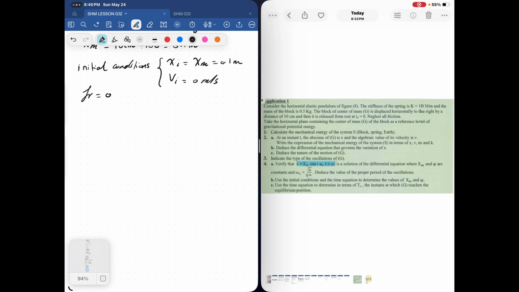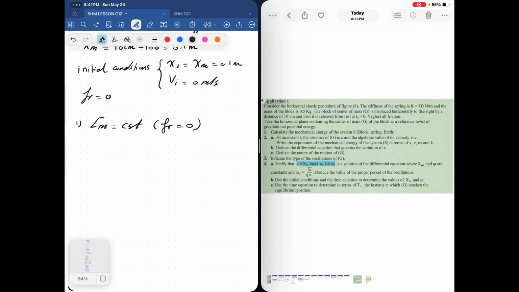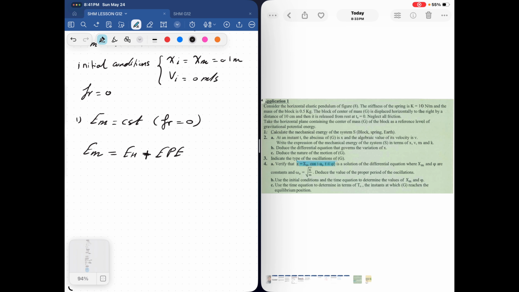The mechanical energy of the system S. Okay, part 1. The mechanical energy of the system is equal to a constant, most definitely, since the friction is equal to 0, the mechanical energy is conserved. However, this tells us that we can calculate the mechanical energy at any point, and we would get its constant value. For this, I'm going to choose to calculate the mechanical energy at a point of which I know its kinetic energy or its speed, and its elastic potential energy or its elongation delta x.